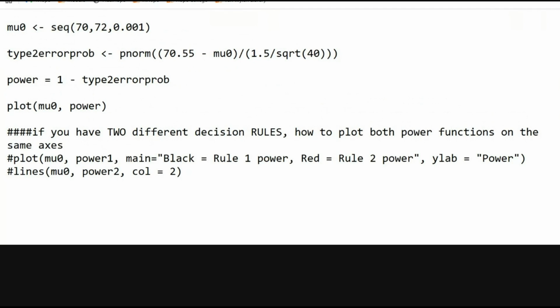But then you define two power functions, power 1 and power 2. And then just use a different color. The default is black, so color equals 0. If you run those two lines, you will get two curves on the same set of axes. So you can give that a try, all right?